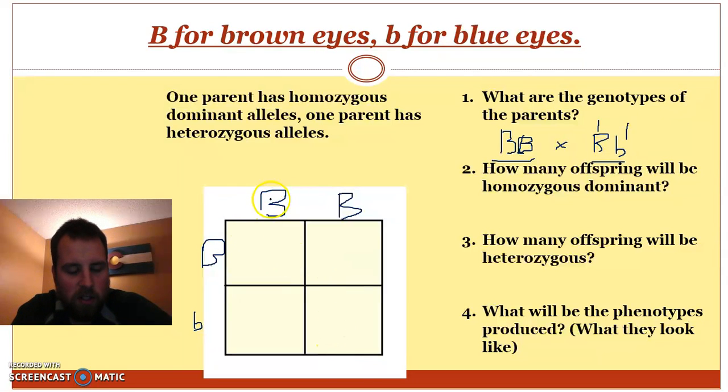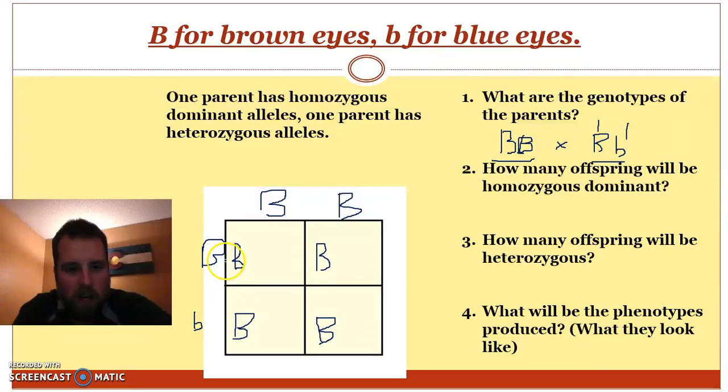Now, to fill this out, all you do is you put in your B's. So let's start right here at the top. This big B, it can be filled in here and here. Again, this is this B going to here and going to here. Let's go to the next one. This big B can go here, or it can go here.